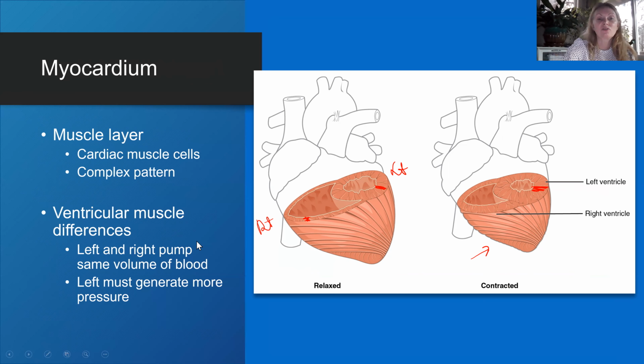They do pump the same volume of blood, but the left ventricle must generate more pressure because the left ventricle is going to pump blood to your entire body, including your fingers and toes. So your heart is here in the mediastinum, and you pump blood so it can reach your extremities. The right ventricle is going to pump blood to your lungs, and lungs are pretty close to the heart.